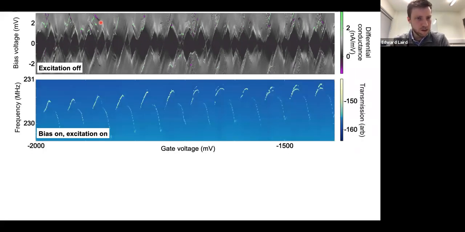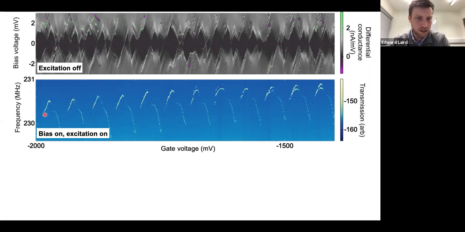The second experiment was to sit at a fixed bias of 2.5 millivolts. So we sit here, and again, we change the gate voltage, and now we're driving it. So depending on what frequency we drive it, we may hit the mechanical resonance frequency. And if we do, then the motion becomes large, the voltage out becomes large, and so we get a peak in the transmission between the drive and the output. So these bright lines here are the mechanical resonances of the device.